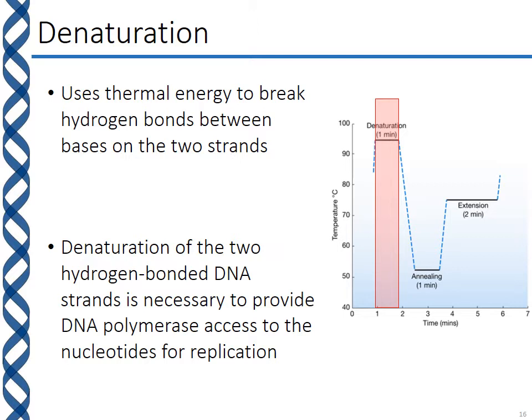And the reason we need to do this is because the nitrogenous bases of the nucleotides are in between, on the inside of the double helix. And so we need to separate out these strands in order for the DNA polymerase to be able to read those nucleotides and synthesize the opposite strand.